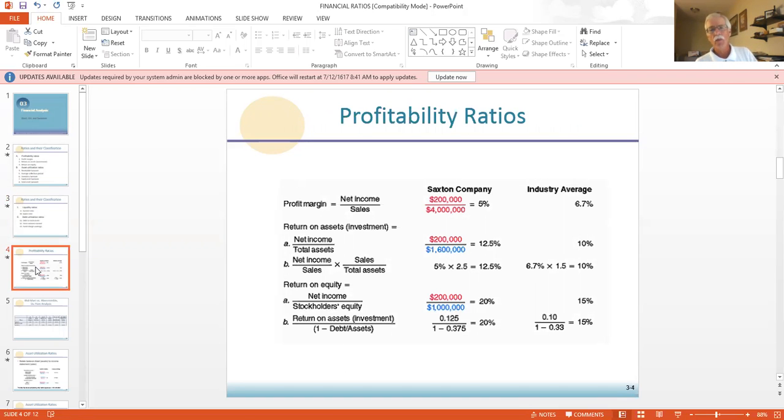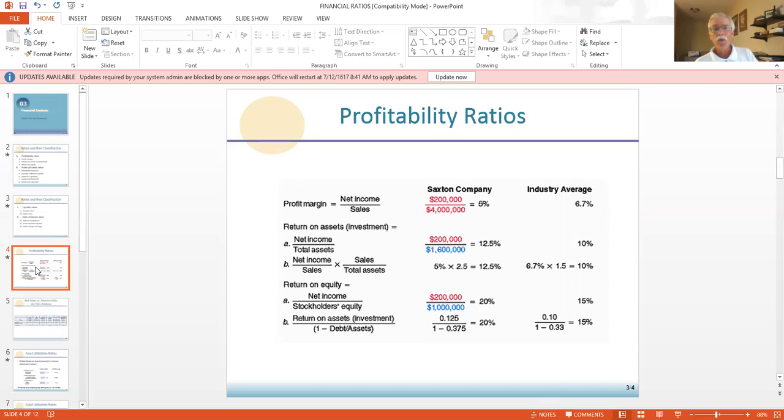Here's a couple of profitability ratios. Profit margin, for instance, where we measure net income relative to our amount of sales. In this case, you see Saxton Company had a profit margin of 5% versus an industry average of 6.7%. So 5% is a reasonable margin, but falling short of industry average in this case.